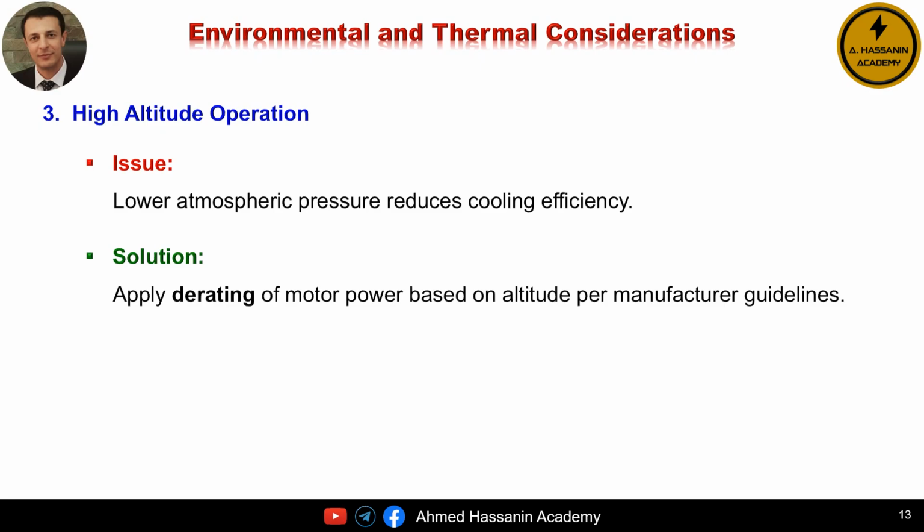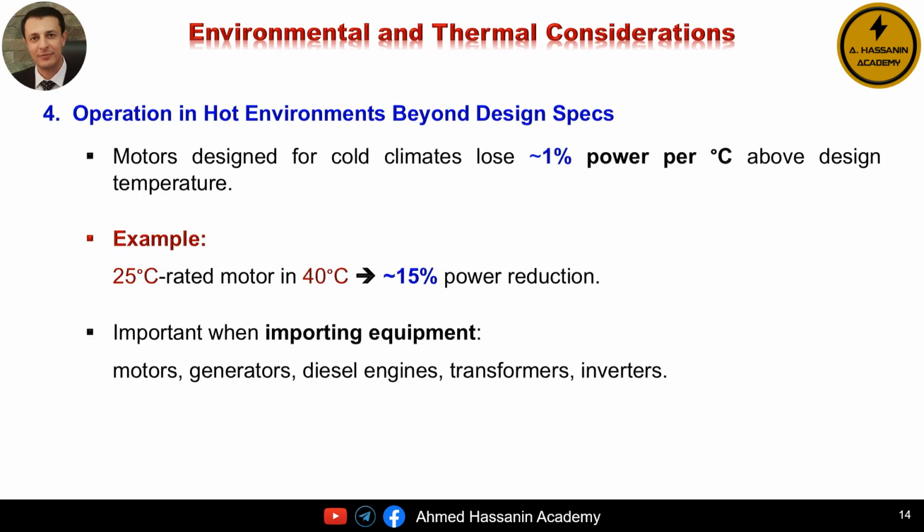Okay, let's talk about what happens when we use motors in hot environments that are hotter than what they were originally designed for. Many motors are designed for moderate temperatures, say around 25 degrees Celsius. But if you try to run that same motor in a much hotter place, its performance starts to drop. A good rule of thumb is that the motor loses about 1% of its rated power for every degree Celsius above its design temperature. So, for example, if a motor rated for 25 degrees Celsius is running in a 40 degrees Celsius environment, it could lose roughly 15% of its power.